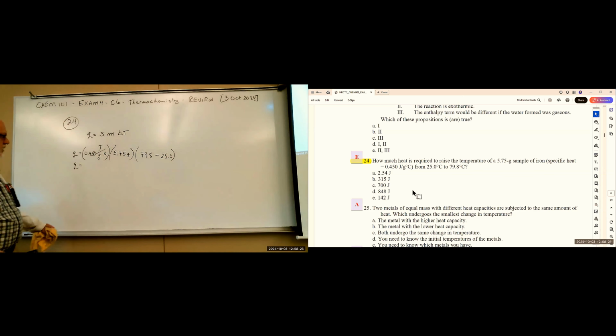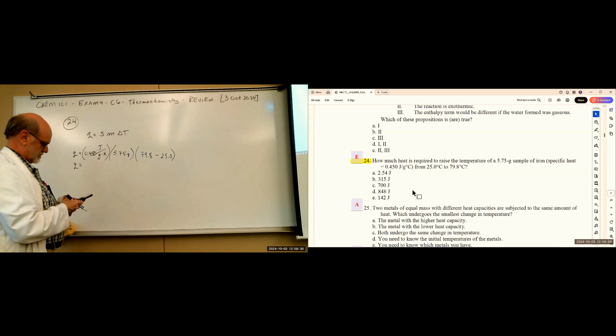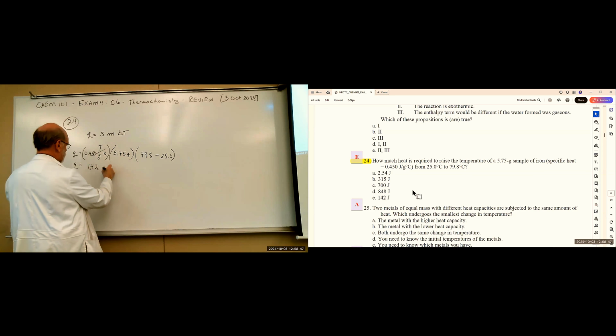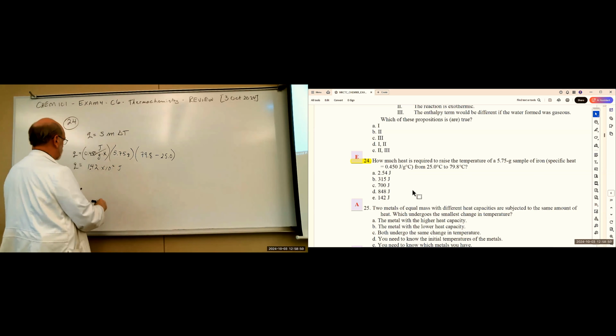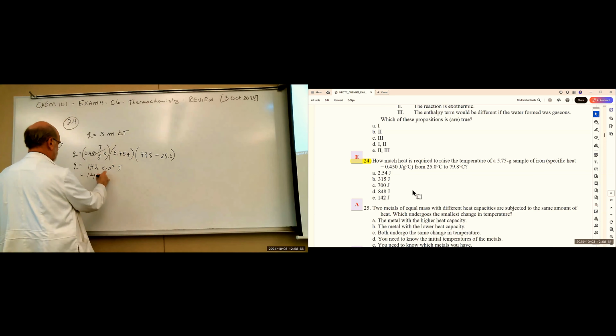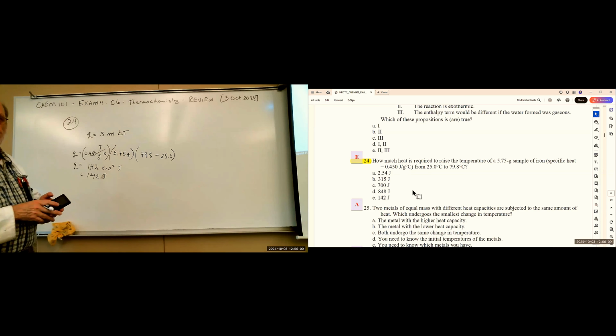So I'll go ahead and do this one. Sometimes it's useful to do these just to be sure that my P is correct. 0.45, 5.75, and 79.8 minus 25. So I get 1.42 times 10 to the second joules. Or in standard notation, 142.